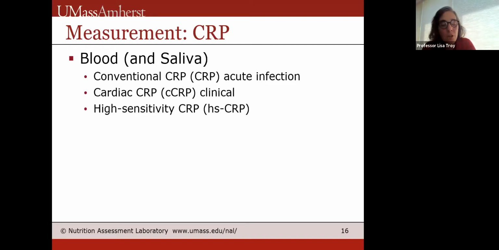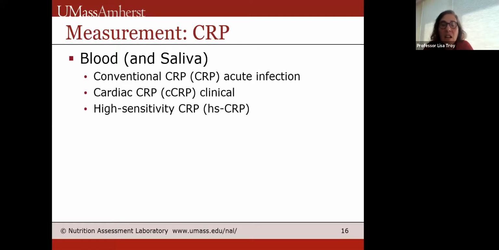But if, for example, you have a cold or a fever or COVID-19, you are going to have a rapid rise in CRP, and the levels will be incredibly high. There's something that's used in the clinic called cardiac CRP. It's a measure that allows you to see if somebody's having a cardiac arrest or cardiac situation. So that's something that's used in the clinic. And then there's high sensitivity CRP.